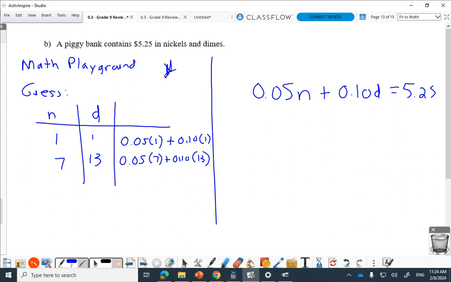Little intro to chapter 1 though. There's lots of different combinations of nickels and dimes that might be the answer here. We need more information to actually get the number of nickels and dimes. You could find many answers to this question.